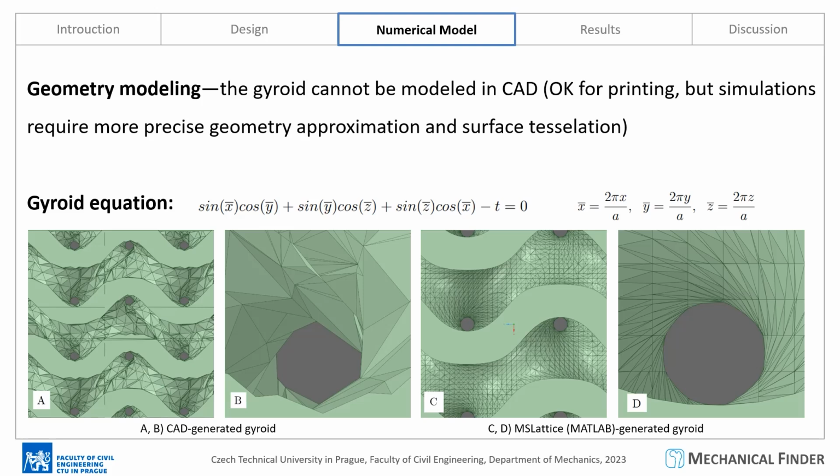This is obviously completely unusable for finite element method, so I chose the instrument MS Lattice, which is a MATLAB-developed instrument, instead, to generate better quality gyroids, which can be seen on the images labeled C and D. Also, you can see the single gyroid equation with the modified spatial coordinates. It is a triple periodic minimal surface that is combined using the sine and cosine functions.